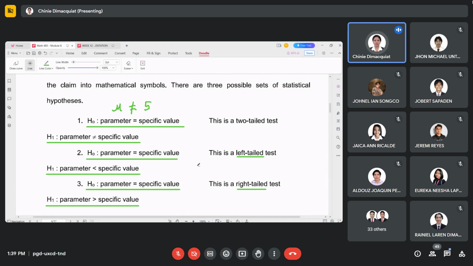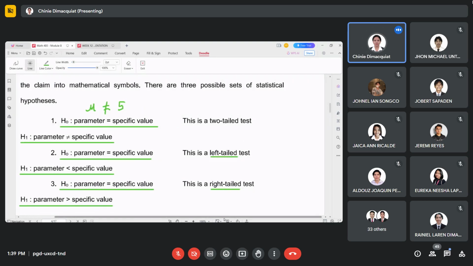So to understand better, let's try drawing. Here, two-tailed test first. This is our curve. And since we will do a two-tailed test, both ends have a shaded region. Let's say our alpha or significance level is 5%.